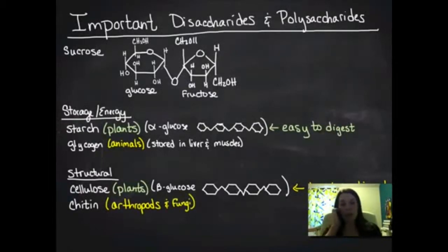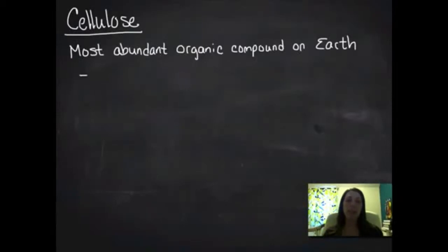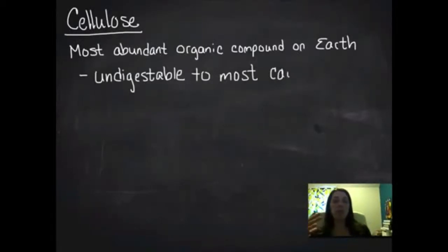In arthropods, it makes up the exoskeletons, and in fungi, it makes up the cell walls of the fungi. So that's that. I do want to talk about cellulose a little bit more. Cellulose, you're all very familiar with cellulose. Cellulose is the most abundant organic compound on Earth, and that's because plants make up the majority of the biomass on Earth, and cellulose is the structural component of their cell walls.